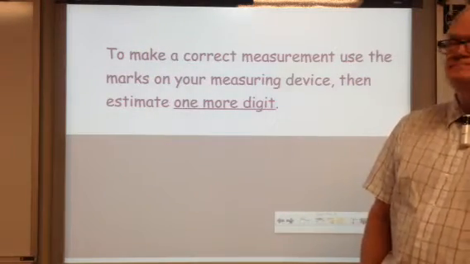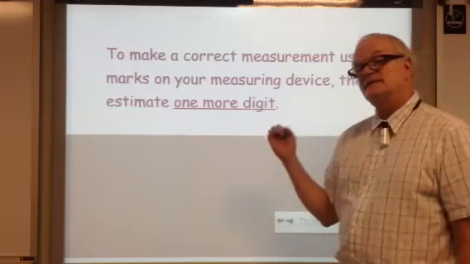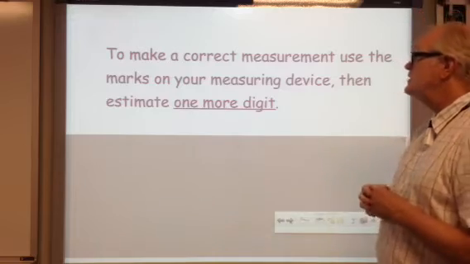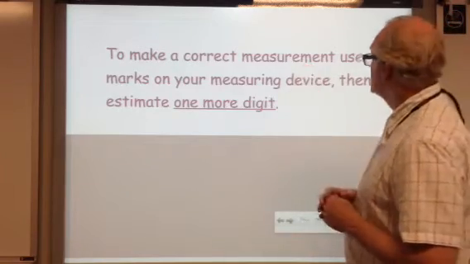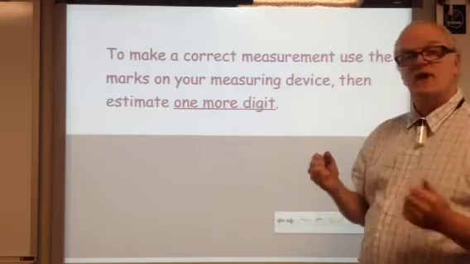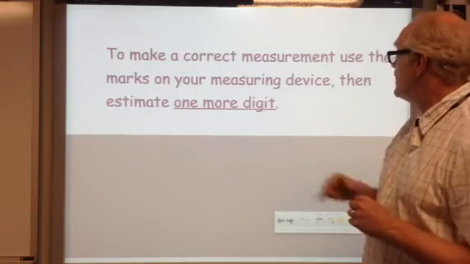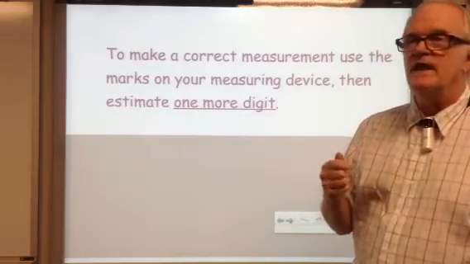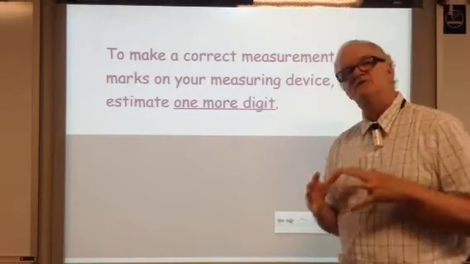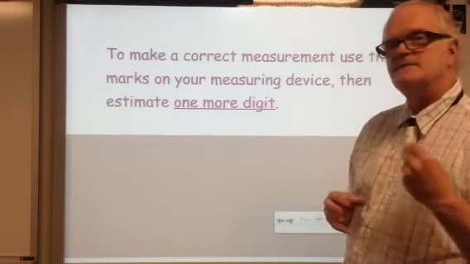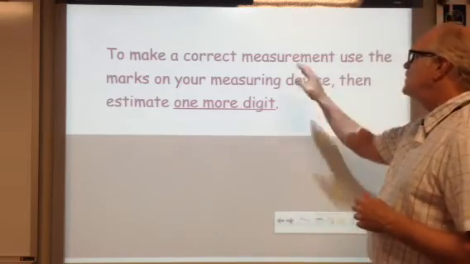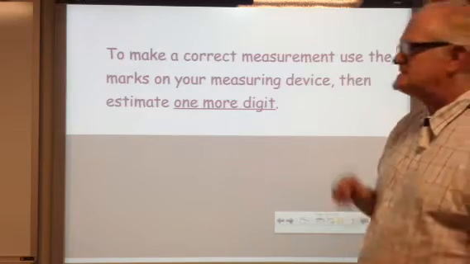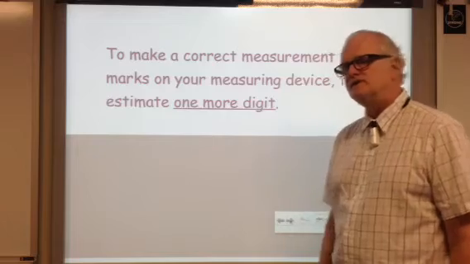All right, how do we do it? So here's one sentence that sums up how to make a correct measurement with almost any piece of measuring equipment. When we make a correct measurement, we use the marks on the measuring equipment. That's not too surprising. And then we estimate one more digit. And that might be the part that is new to us, and that might be something that we're going to have to practice. So to make a correct measurement, use the marks on your measuring device and then estimate one more digit.